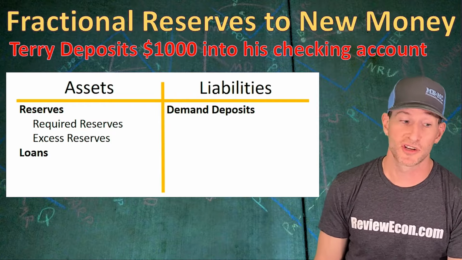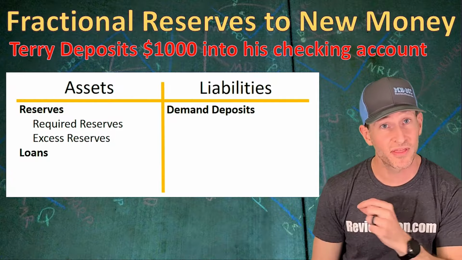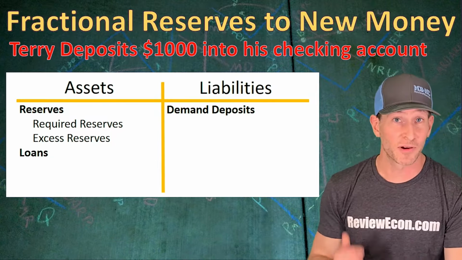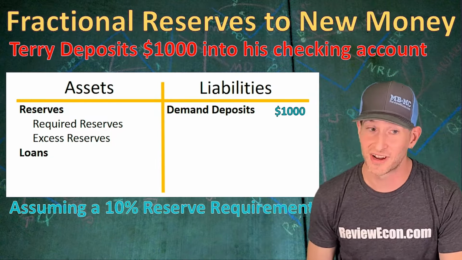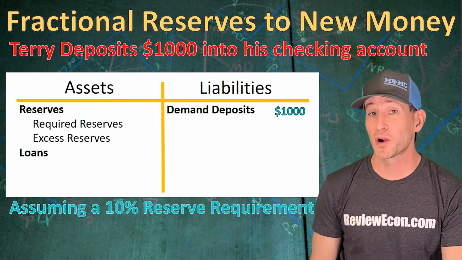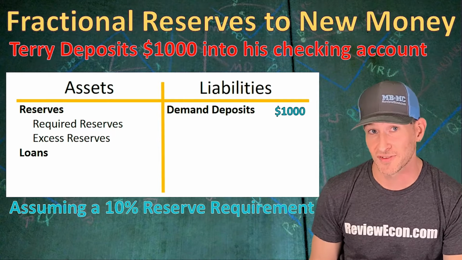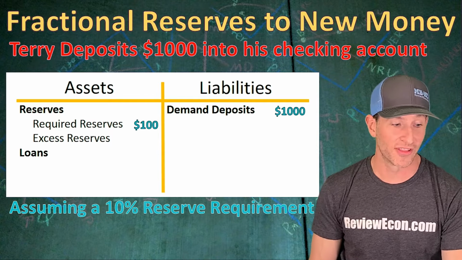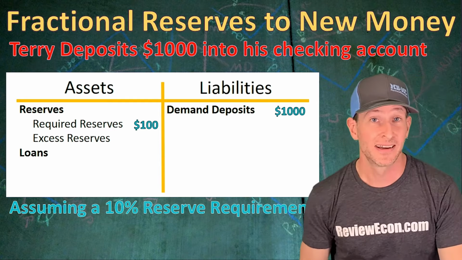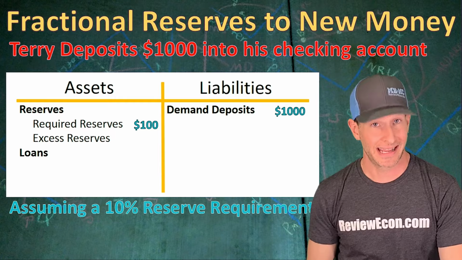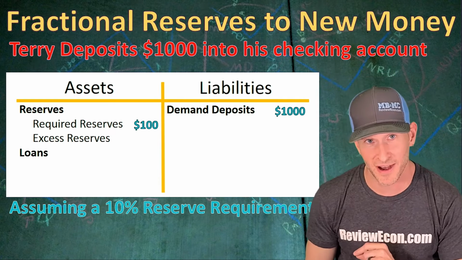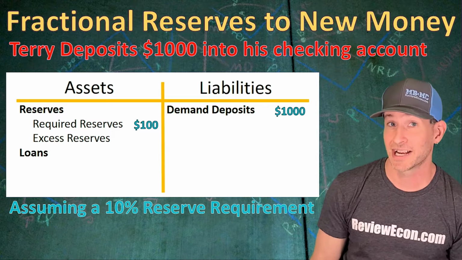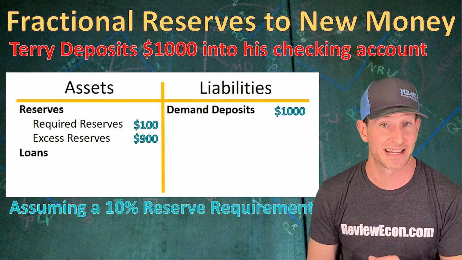First of all, we're going to assume that Terry deposits $1,000 into his checking account. On the liability side, we're going to see an increase of $1,000 of demand deposits, and we're going to assume here that the Federal Reserve has set a 10% reserve requirement. That means over on the reserves side of the bank balance sheet, we're going to see an increase of 10% of that demand deposit, $100 in required reserves. The rest of the money that Terry deposited will go into excess reserves.